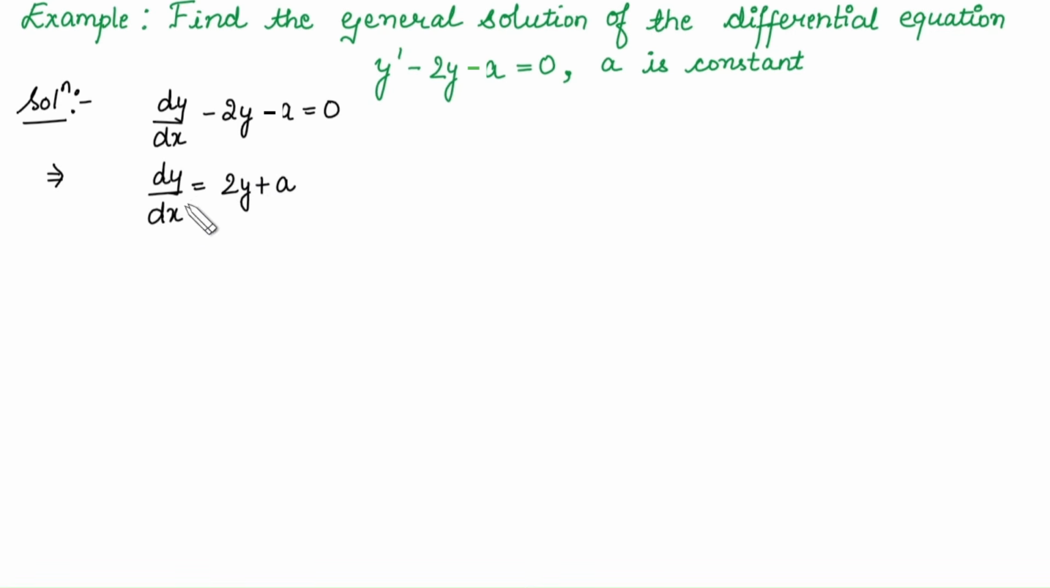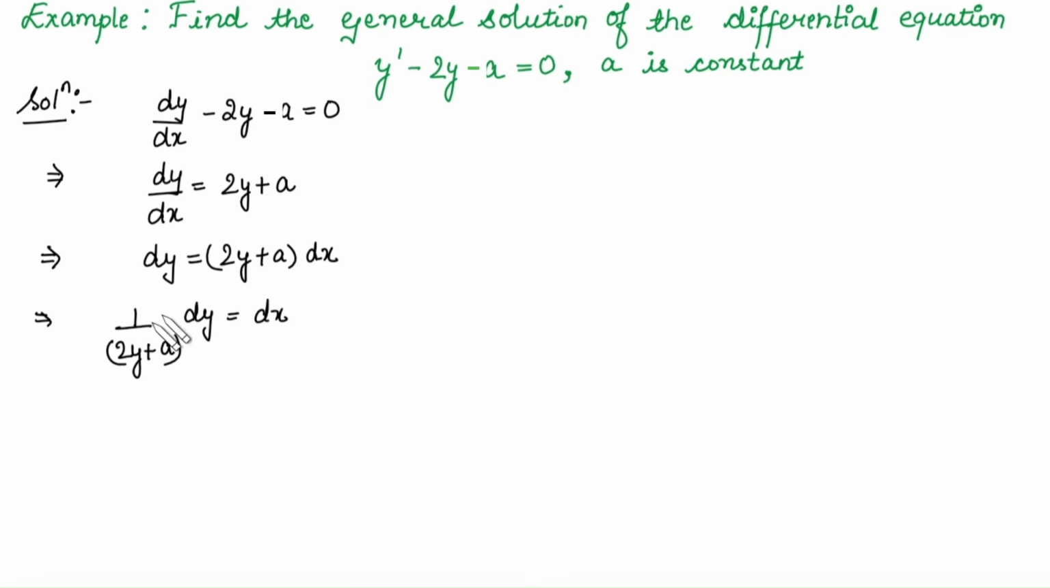Now we need to separate the variables. So we can rewrite it as dy is equal to (2y plus a) into dx. Now think whether this is a function of x or a function of y. So this is a function of y, so we will take this term on the left hand side. This becomes 1 upon (2y plus a) into dy is equal to dx.